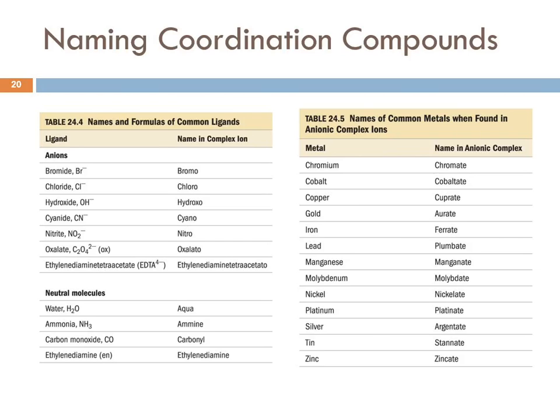These are the tables. Names and formulas of common ligands. Here's cyanide. That "ide" ending changes to O, so cyano. Oxalate is oxalato. Sounds like gelato or something. And here are the names for the ions. Silver and tin revert to their Latin names, as do gold and iron and lead.